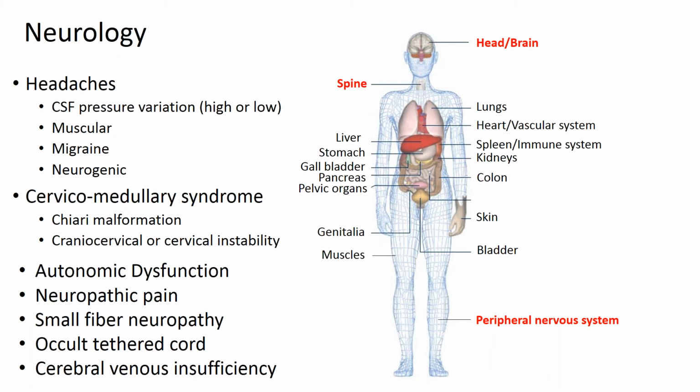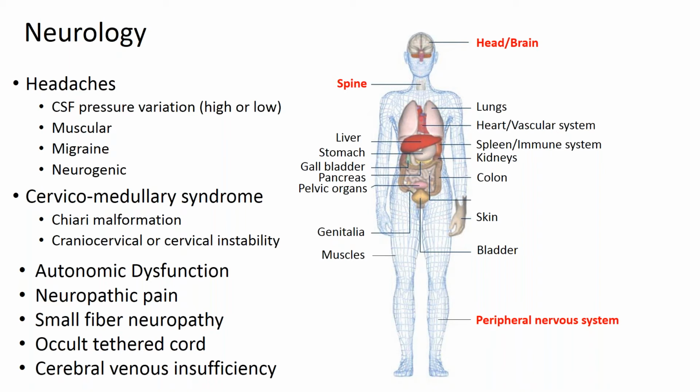There is a phenomenon called cervical medullary syndrome, which is caused by something called Chiari malformation or craniocervical or cervical instability. And I'll talk a little bit more about that on the next slide. Autonomic dysfunction is a manifestation of neurologic involvement. Patients may have neuropathic pain because of nerve compression due to unstable joints.